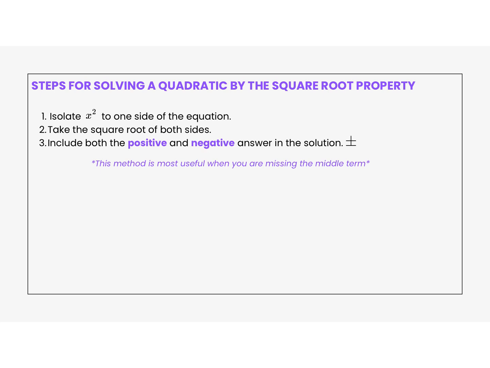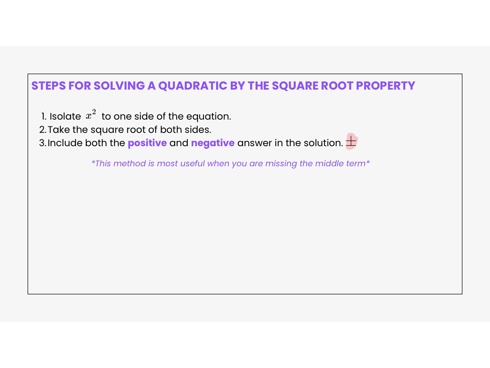So the steps for solving a quadratic by the square root property: you want to isolate the x squared to one side of the equation. Then you're going to take the square root of both sides. And then you're going to include both the positive and negative answer in your solution. And that's what this symbol means here. So we say plus or minus to show that there's a positive and a negative value.